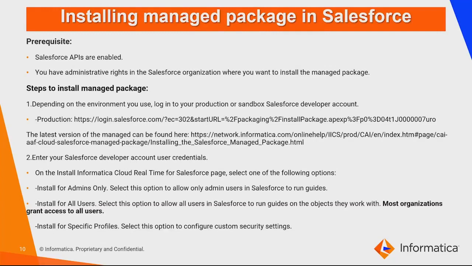Depending upon the environment you use, log in to your production or sandbox Salesforce account. For production, the package URL will start with login.salesforce.com followed by the entire package URL. If you want to install it in your sandbox environment, replace login with test.salesforce.com in the same package URL. The latest version of the managed package can be found in our online documentation. We would recommend installing the latest version of the managed package so that you can use the latest version of Salesforce API.